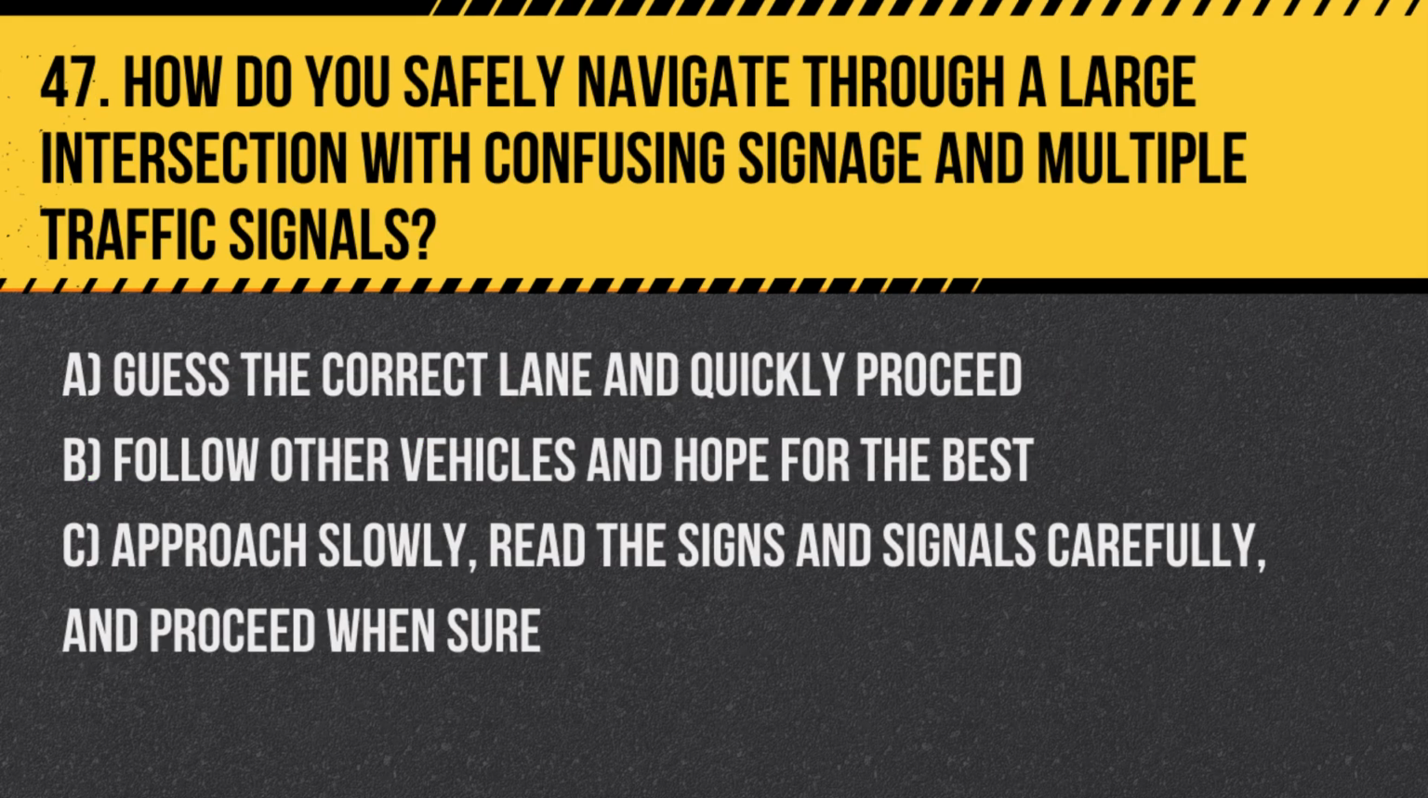Question 47. How do you safely navigate through a large intersection with confusing signage and multiple traffic signals? A. Guess the correct lane and quickly proceed. B. Follow other vehicles and hope for the best. C. Approach slowly, read the signs and signals carefully, and proceed when sure. Answer: C. Approach slowly, read the signs and signals carefully, and proceed when sure. Caution is key in navigating complex intersections.